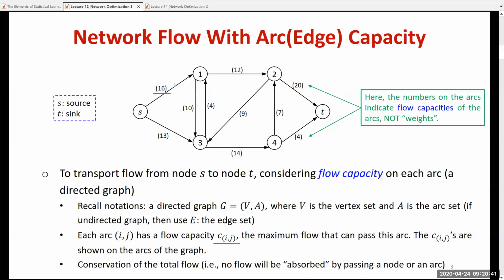One thing I want to mention is the conservation of the total flow. That means no flow will be absorbed by passing a node or by passing an arc. However, in the real story, the conservation of the total flow does not apply. For example, consider this kind of power grid. Later I do have an example about it. Let me see where.